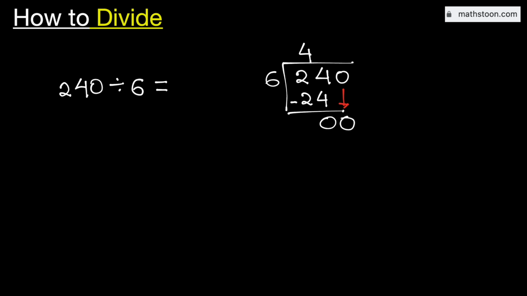And see that this is the number 0. Therefore, we can remove 1 0. And we know that 6 times 0 is 0. Subtract, we get a 0. As we have got the number 0 and we have no number to bring down here, so we will stop. Therefore, 240 divided by 6 is equal to 40. And this is our final answer.